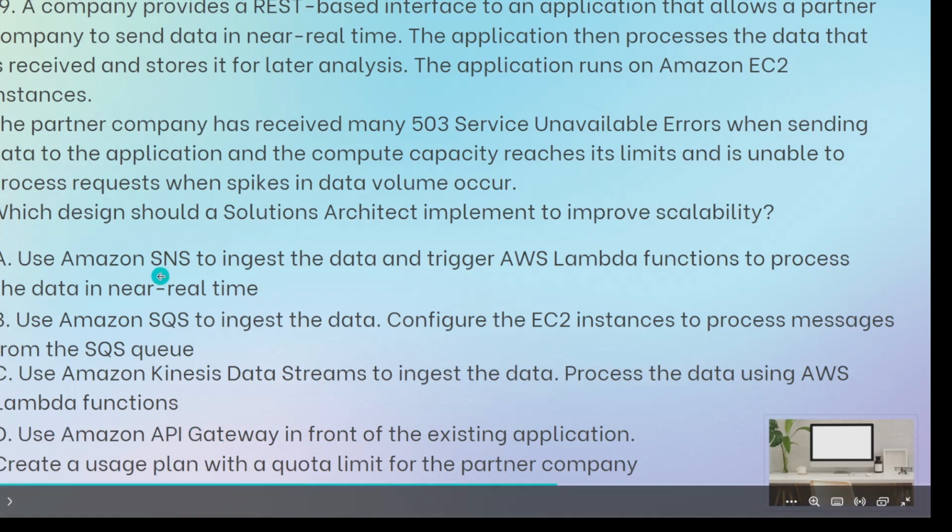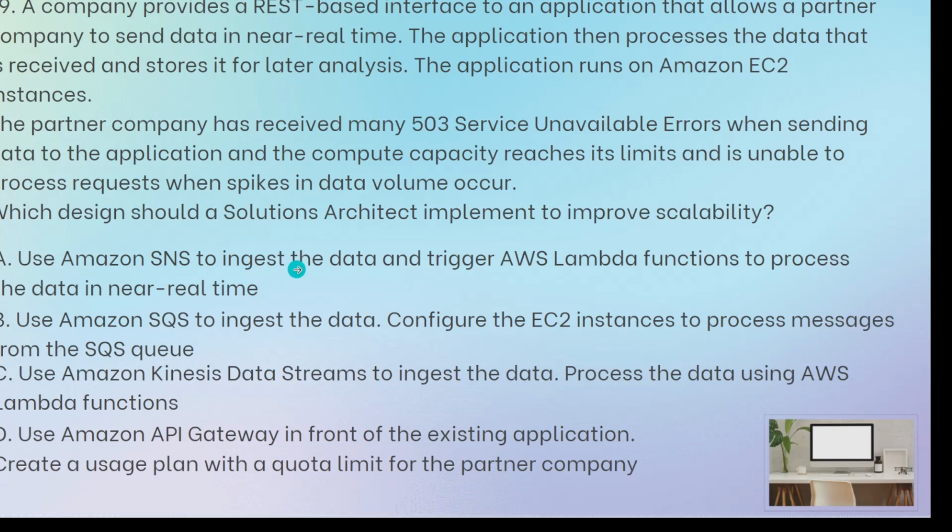Let's see why others are not correct. Use Amazon SNS to ingest the data and trigger the Lambda functions to process the data in near real time. First of all, SNS is not a near real time solution for data ingestion. SNS is used for sending notifications. Here itself, it's wrong. Use SQS to ingest the data. Configure the EC2 instances to process messages from the SQS queue. Same thing. For real-time data, we use Kinesis data streams, not SQS.